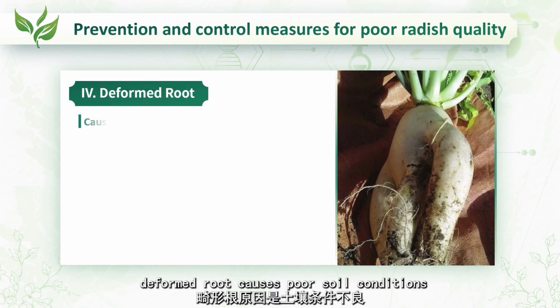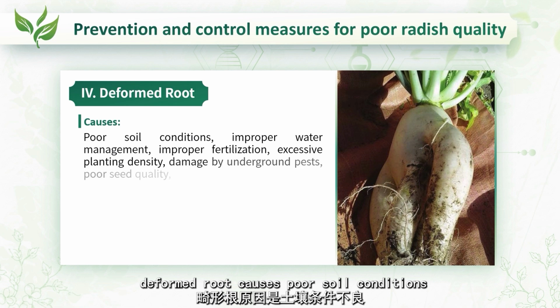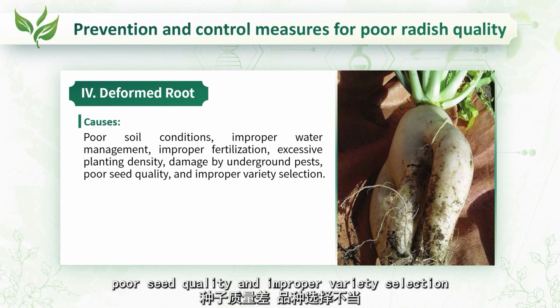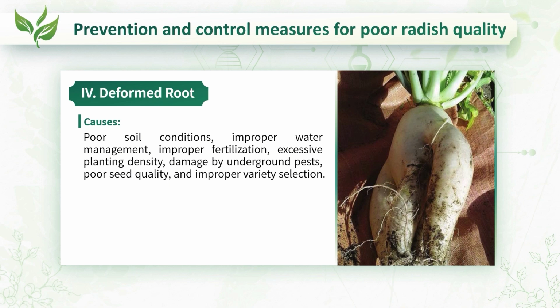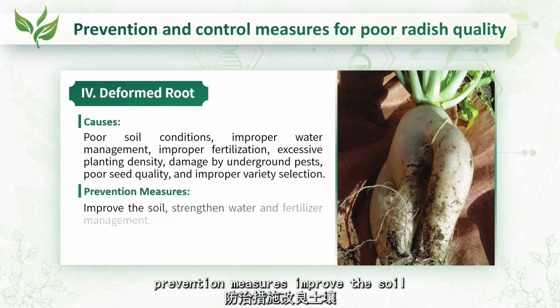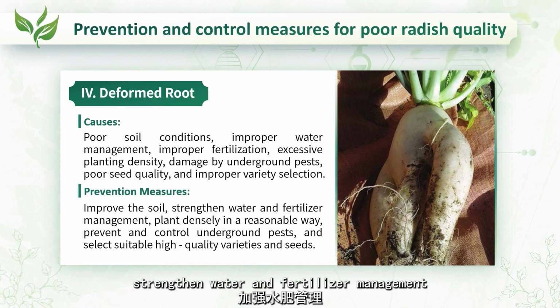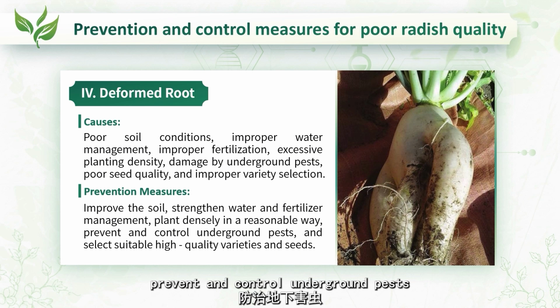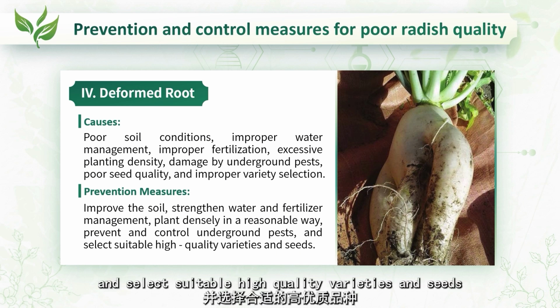4. Deformed root. Causes: poor soil conditions, improper water management, improper fertilization, excessive planting density, damage by underground pests, poor seed quality, and improper variety selection. Prevention measures: improve the soil, strengthen water and fertilizer management, plant densely in a reasonable way, prevent and control underground pests, and select suitable high-quality varieties and seeds.